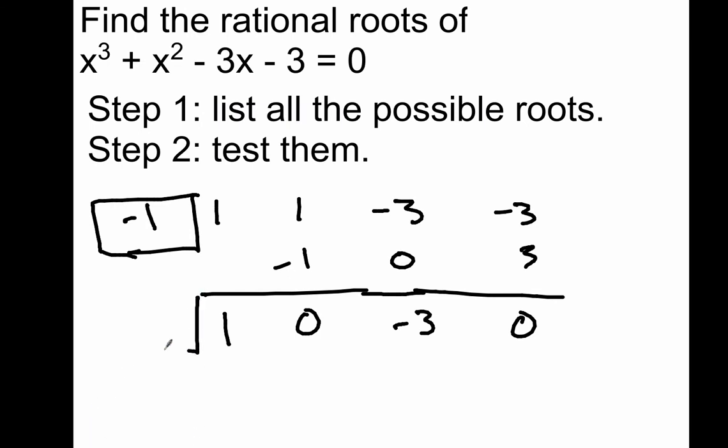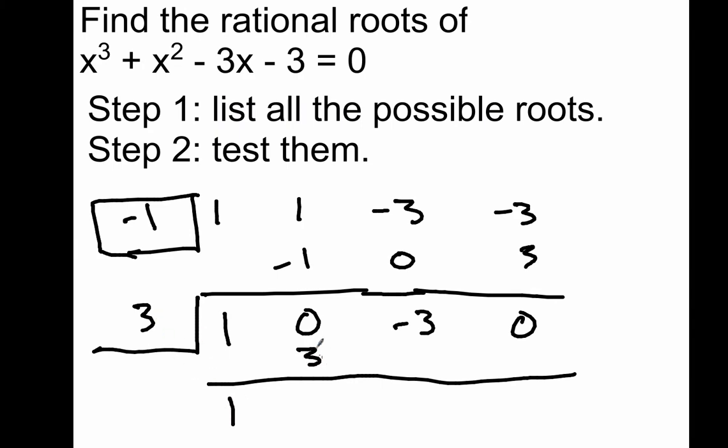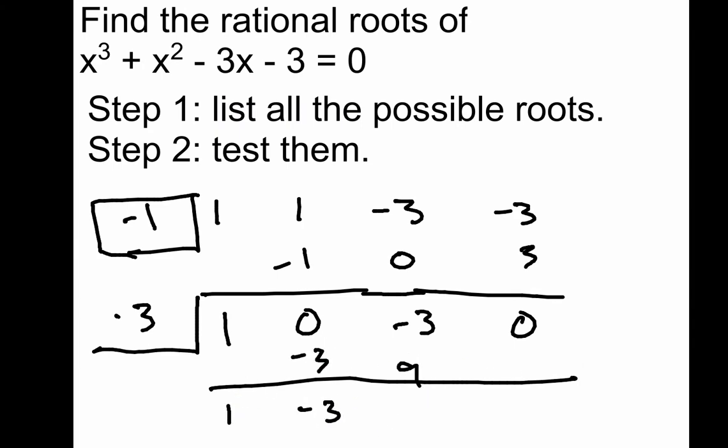Okay, now I'm going to test and see if 3 or -3 is also a root. So 3 times 1 is 3. 0 plus 3 is 3. 3 times 3 is 9. Not a root because we don't get 0 here. Okay, let's try negative 3. 1, negative 3, negative 3, 9. Again, not a root. So negative 1 is the only rational root.